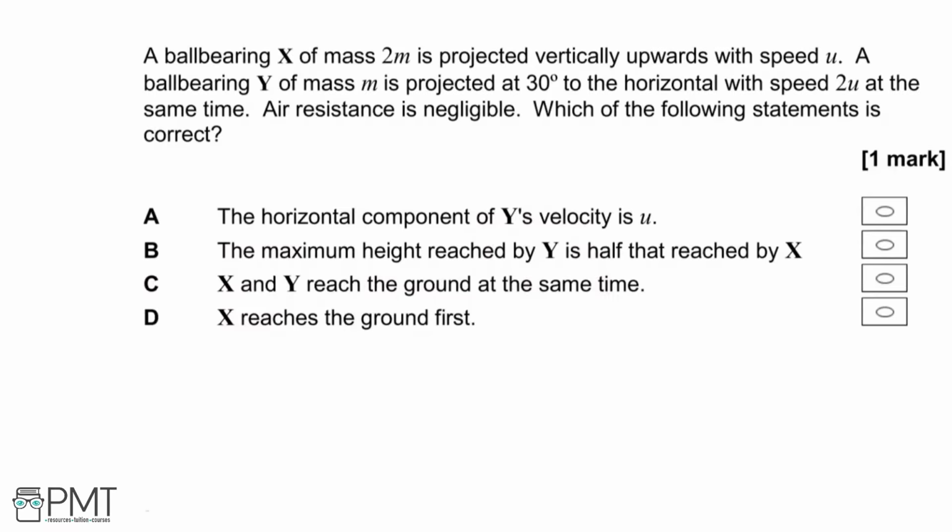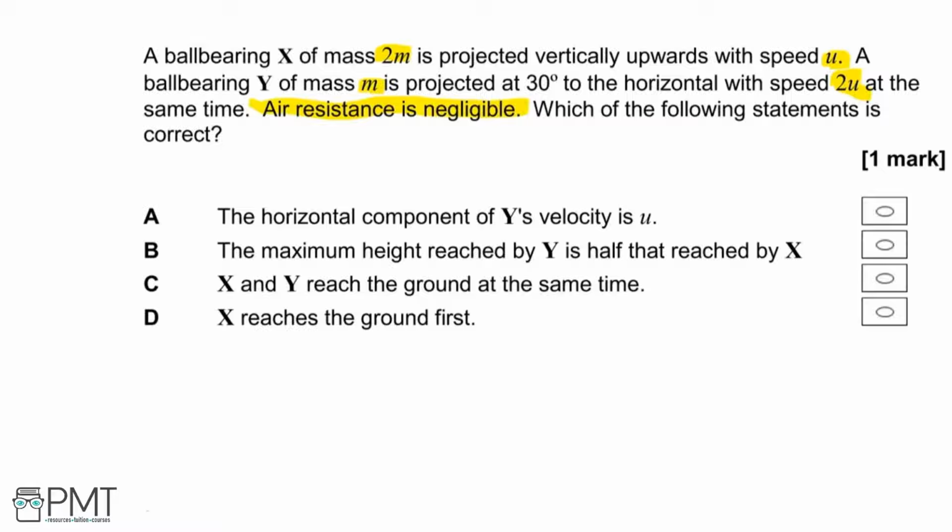A ball bearing X of mass 2m is projected vertically upwards with speed u. A ball bearing Y of mass m is projected at 30 degrees to the horizontal with speed 2u at the same time. Air resistance is negligible. Which of the following statements is correct?